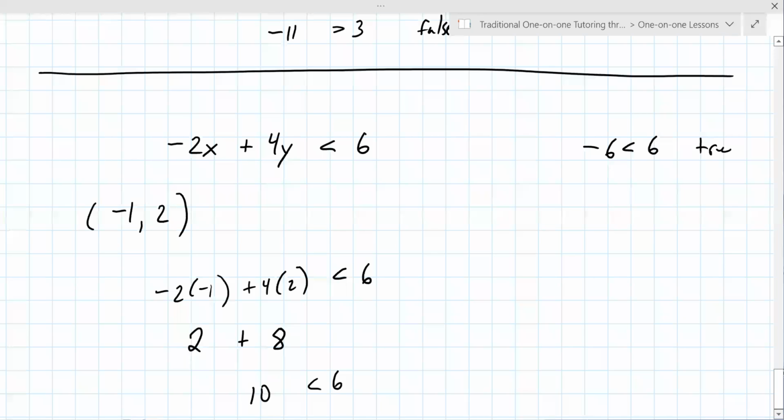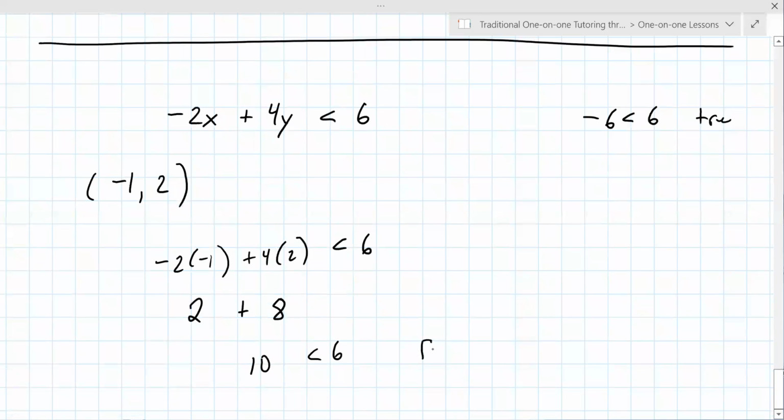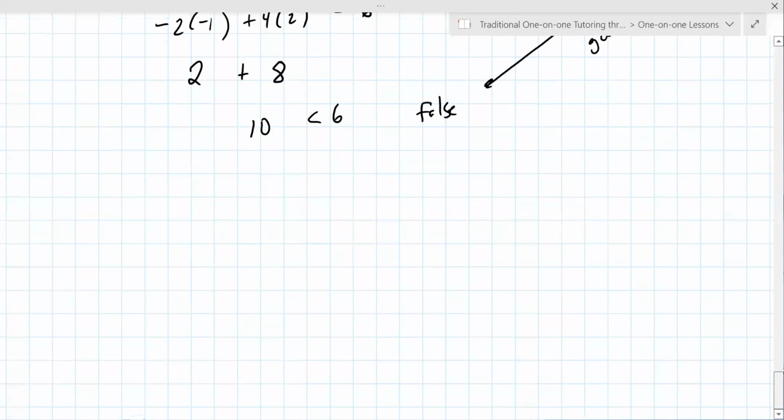Okay. So here, is 10 less than 6? No, it's not. That's false. So your guessing finally didn't work. So you have to be careful there. All right, let's try one more, Sourish. I really want you to be able to do this on your own.